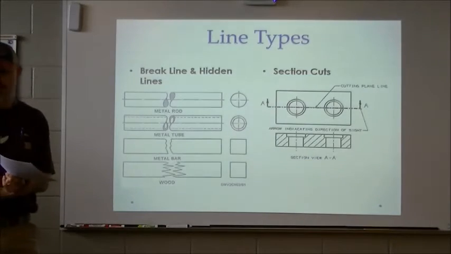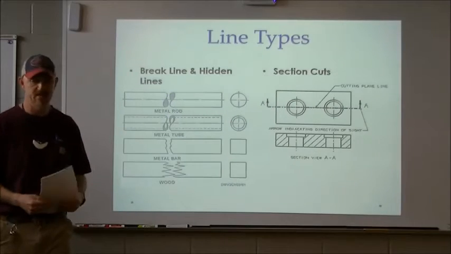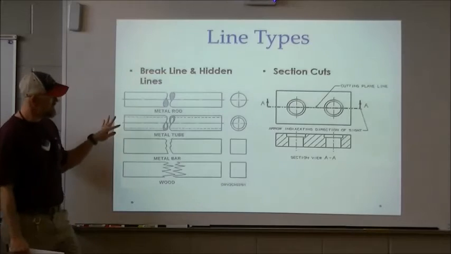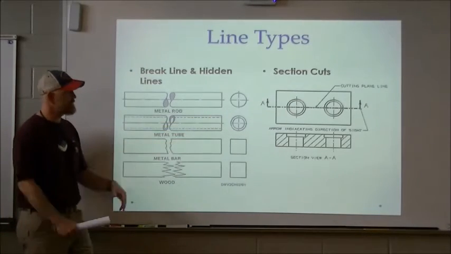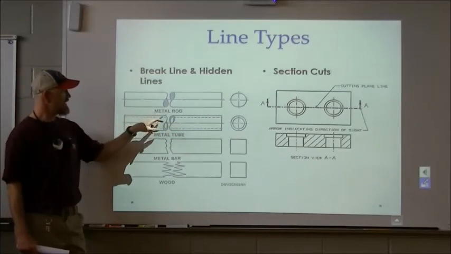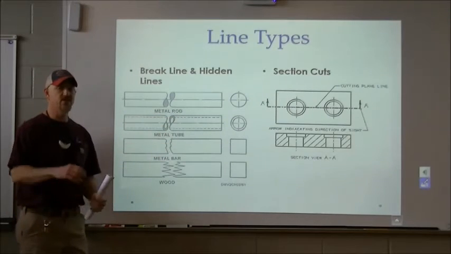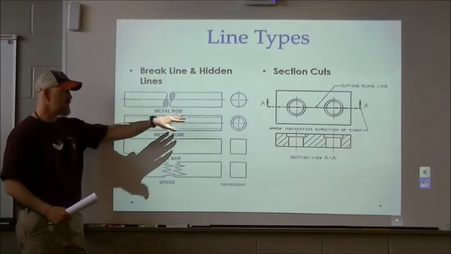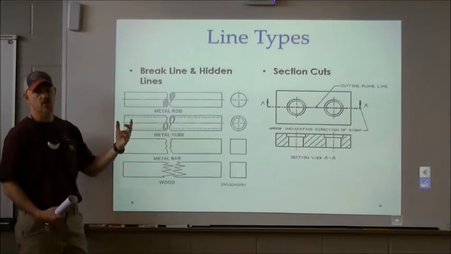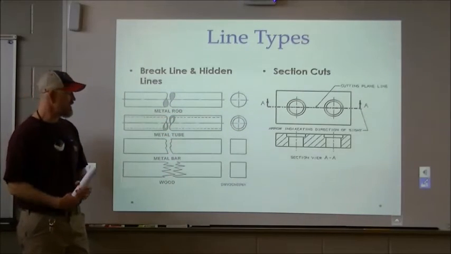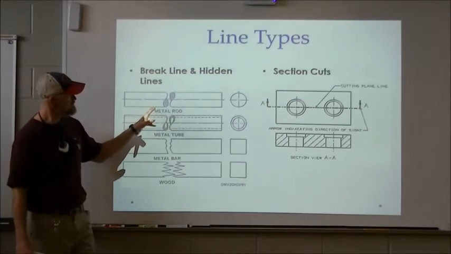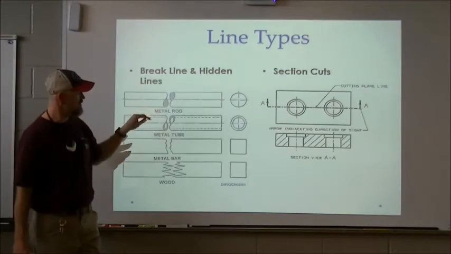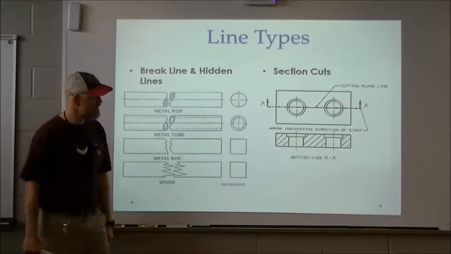Okay, now a break line and a hidden line. This is a good example of a hidden line right here. Okay, this is a metal tube. Now, these dotted lines are the hidden lines that show the inside diameter of that pipe. Now, you wouldn't be able to see these if you were looking at a pipe, so that's why they're there. Here we have some center lines that are showing us the center of these two portions.